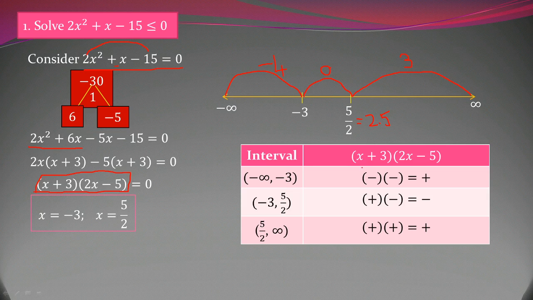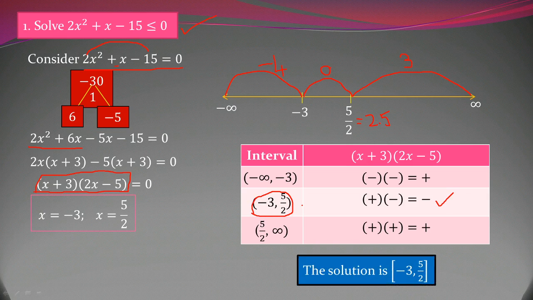Okay, so now what we need to do is, you just look at the question. In this question, the symbol is less than or equal to. That means you should have negative values alone. Less than or equal to 0 means what? Negative values. So here the negative lies in which interval? This second interval, minus 3 comma 5 by 2. Therefore the answer is minus 3 comma 5 by 2.